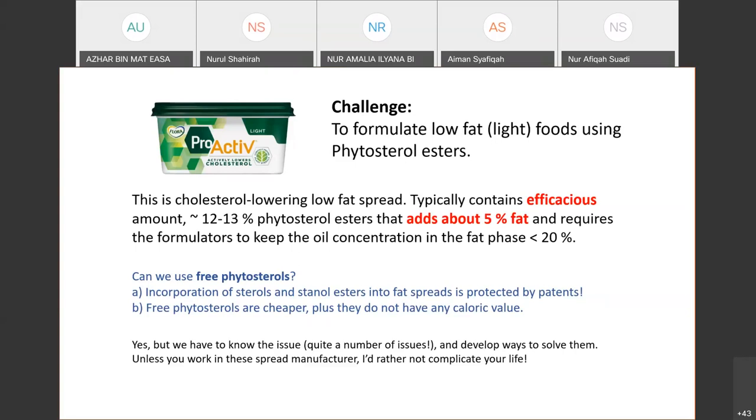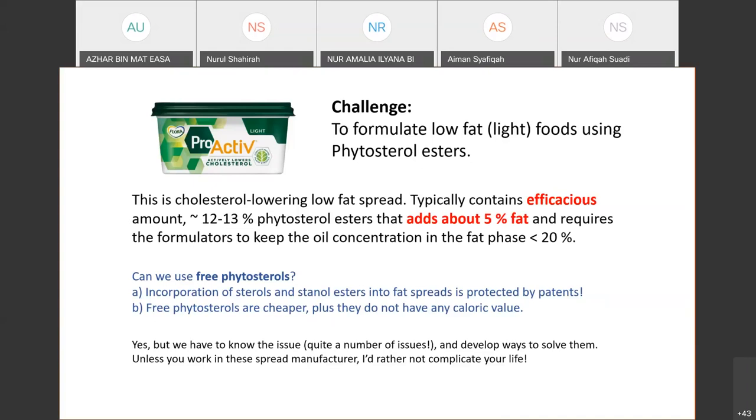Okay, the issue with phytosterol is that if you check the products in the market, the incorporation of sterol and stanol esters into fat spreads is protected by patents. Most of the fat spreads out there that use sterol esters and stanol esters are for sure protected by patents. Only certain companies who pay for the patent rights can use these esters. But not free phytosterol. Phytosterol anybody can use. They are cheaper, plus they do not have any caloric value.